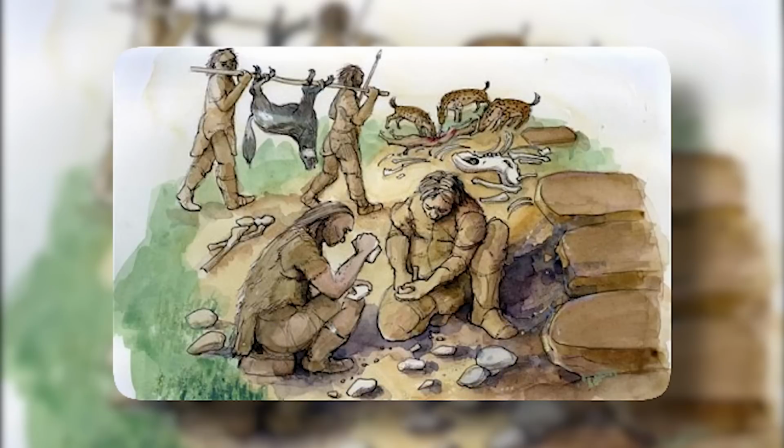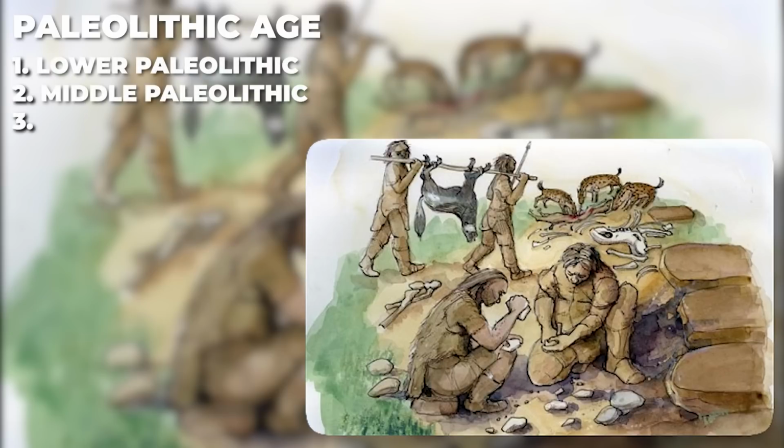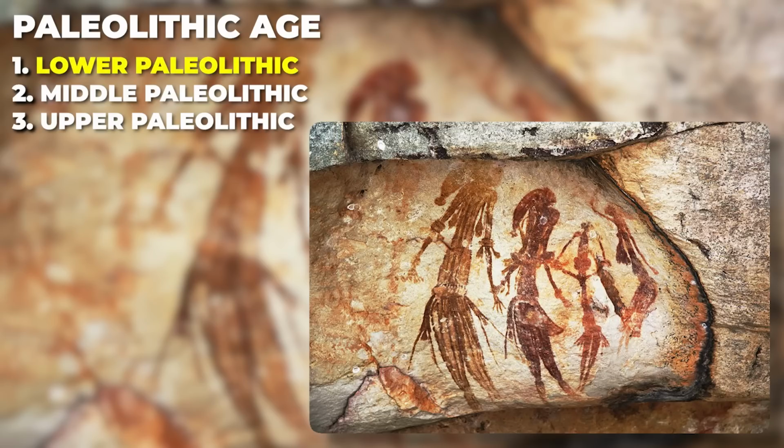So first things first, the Paleolithic Age, or Old Stone Age, is further divided into three sub-periods: Lower Paleolithic, Middle Paleolithic, and Upper Paleolithic. I know, it's kind of tricky to catch up on everything. That's why I told you, you have to stay sharp today. Let's talk about Lower Paleolithic.